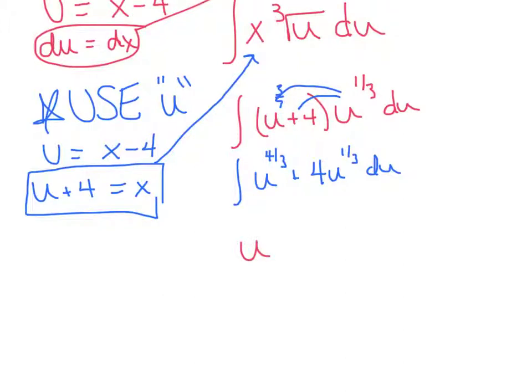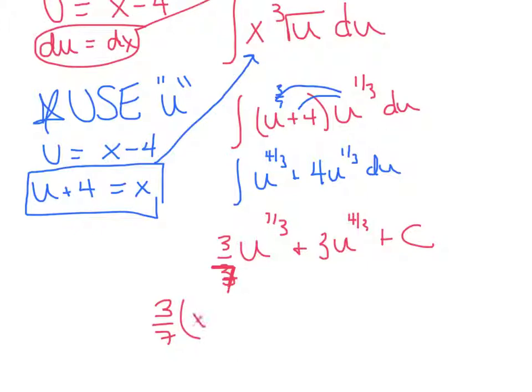Remember, I'm going to add 3 over 3, so u to the 7/3 times 3/7 plus, I'm going to add 3 over 3, u to the 4/3 times 3/4 plus c. And lastly, don't forget to substitute that u back in. I apologize, I think that should be 3/7. So I'm going to say 3/7, what was that u? x minus 4 to the 7/3 plus 3 times x minus 4 to the 4/3 plus c.